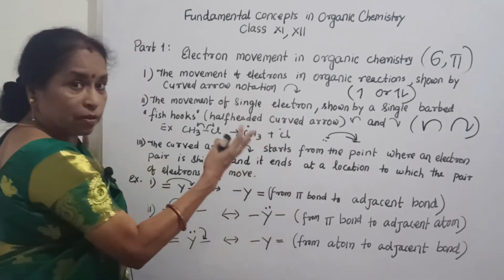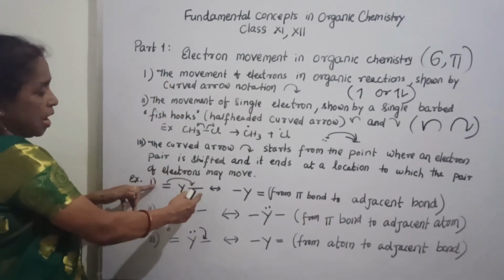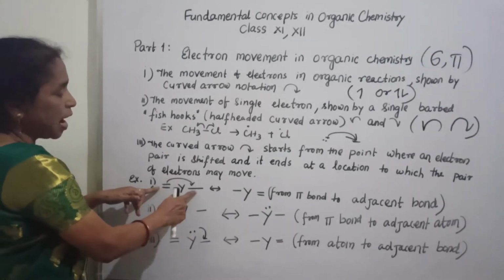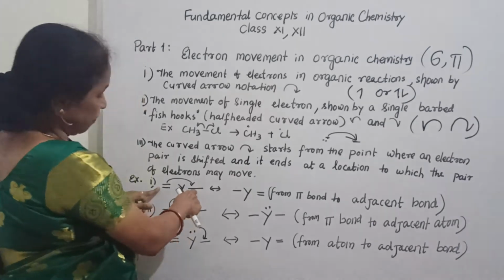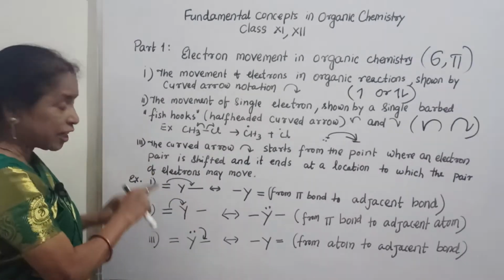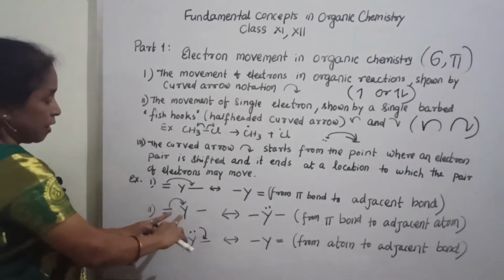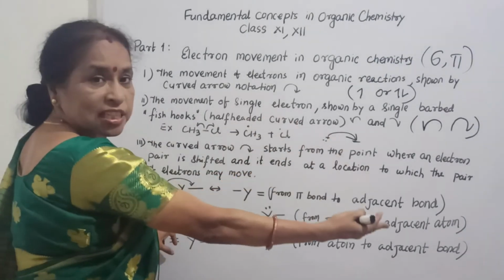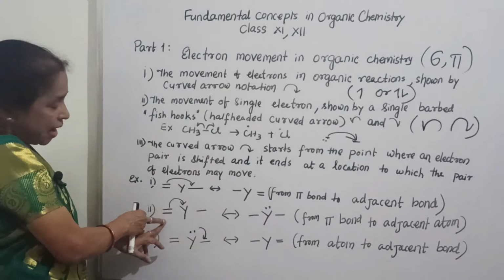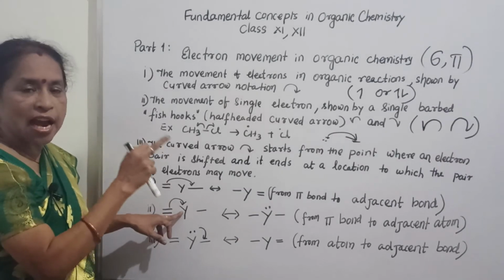So what type of movement of electron is this? From a pi bond to an adjacent bond. This is called the adjacent bond, and this is called the adjacent atom. So the electron moves to the adjacent bond position. Now the second case. In the second case it is the same, but here the electron only moves to the adjacent atom. Which one is the adjacent atom? Now Y is in the middle, and this side is one single bond, that is a sigma bond, and on that side one is pi, another is sigma. So what happens? The pair of electrons moves to the adjacent atom Y.